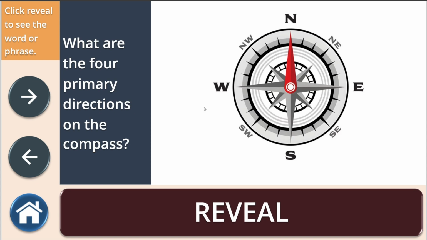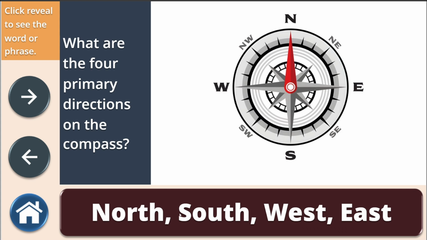We then sometimes need to know the four primary directions on a compass. So we might need to go north, or west, or south, or east. So north, south, west, and east. I remember an English teacher told me, west is on the left of the compass, east is on the right of the compass, so it always spells the word we.